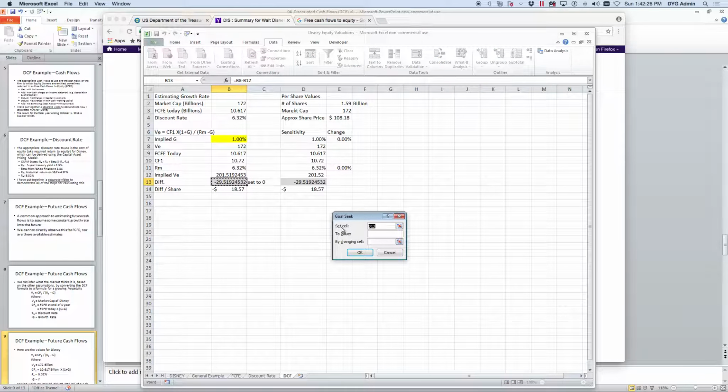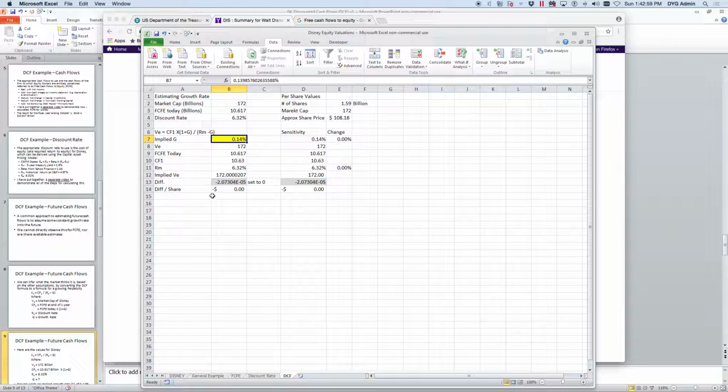Goal seek says, tell me if I want to set a particular value cell, in this case we'll do this difference, to 0. I'm setting it to 0 because I want the difference between my implied value and my actual value of the stock, or of the markets, the market cap. I want that difference to be 0, and I'm going to do that by changing the implied growth rate. So I go through and do that, and it says, oh, the growth rate is 0.14%. So that's nice to know, and we can record that, and you can see we use all of that, we get to the 0.14. So pretty simple way of getting that.